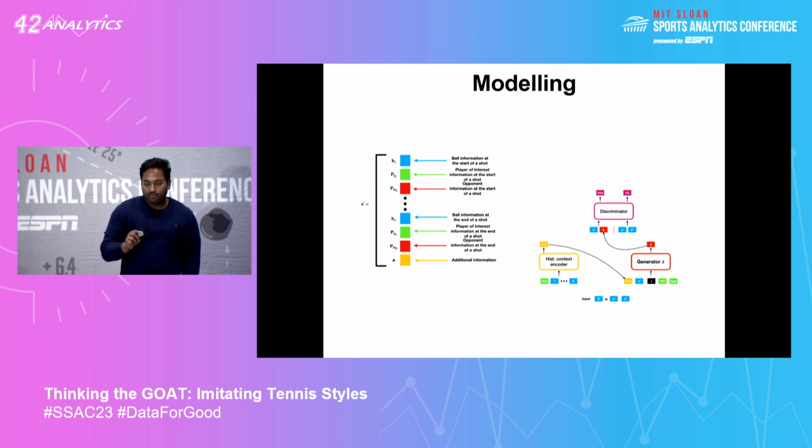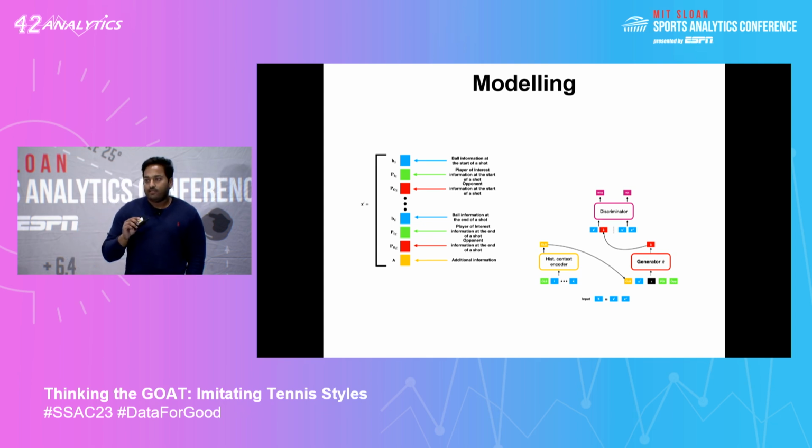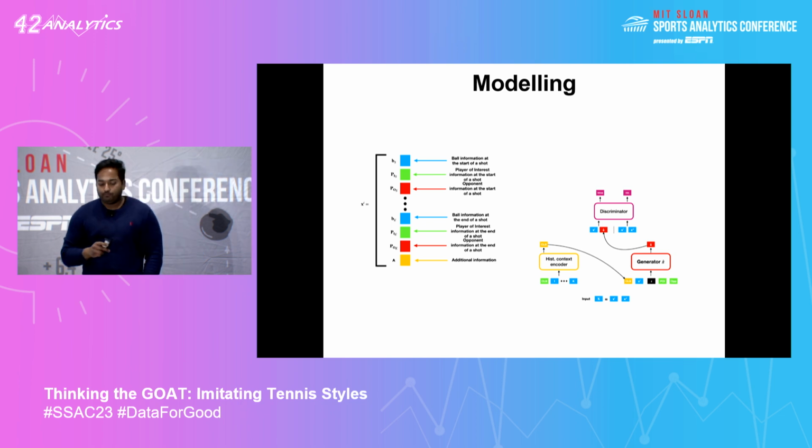So here on the left, an overview of what our data looks like, what a state vector looks like. Ball information at various stages, temporally arranged and concatenated. Additional information is going to be game score, shot classification, and so on. So we've got a mix of continuous and discrete features there. And over here on the right is the model we're using.